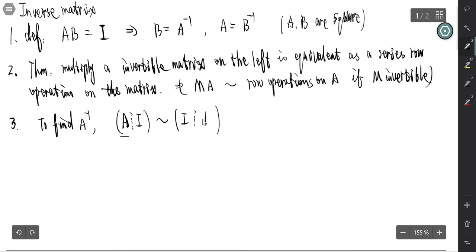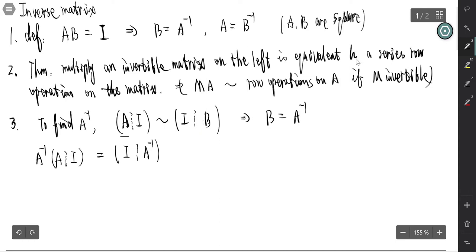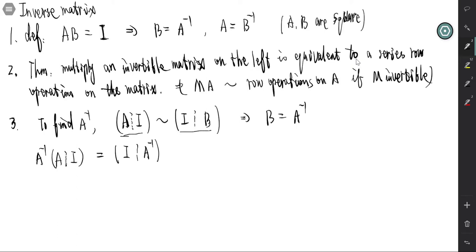Maybe we call this B. Then B is the inverse of A. Why? Because if we multiply this matrix [A I] on the left by the inverse of A, then the first matrix becomes the identity and the second becomes the inverse of A. This is because multiplying by an invertible matrix on the left is equivalent to a series of row operations. So if this matrix can be row reduced to here, then B is the inverse of A. If we want to find the inverse, we always use this trick.